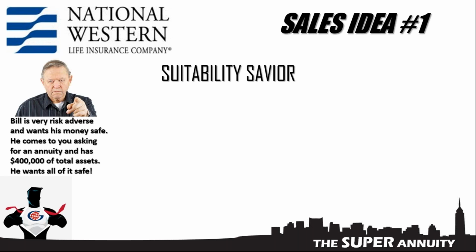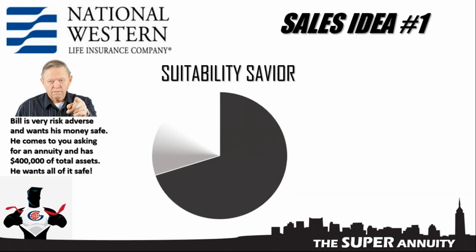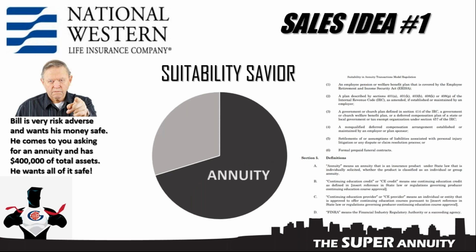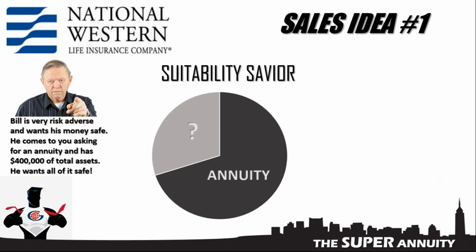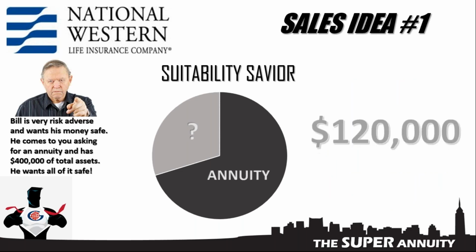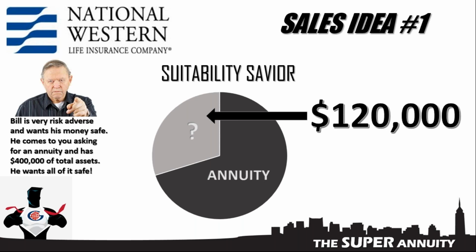He comes to you asking for an annuity, and he has $400,000 of total assets. He wants all of it to be safe. Well, the only problem with that is, based on the suitability and annuity transactions model regulations that were passed in 2010, they're not going to let him put all of his money into an annuity. Kind of rule of thumb, they're going to let him put about 70% into an annuity. So what about the other 30%? Well, Bill's got $400,000. That 30% represents $120,000.